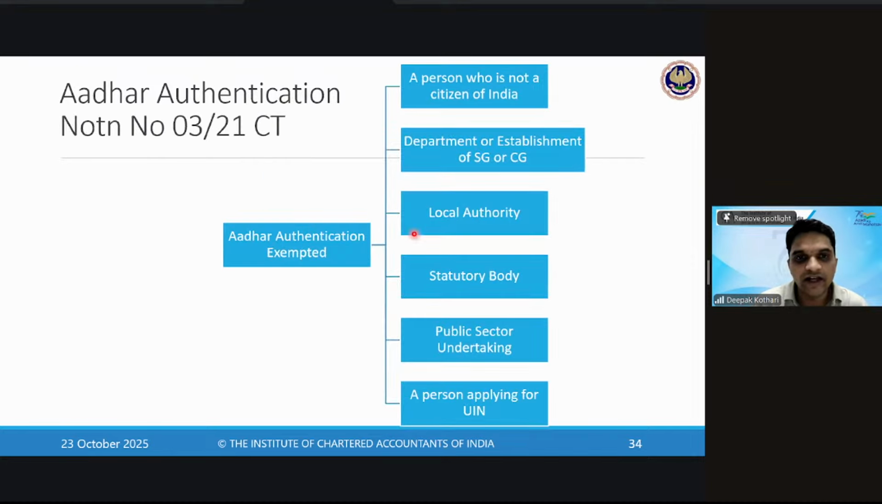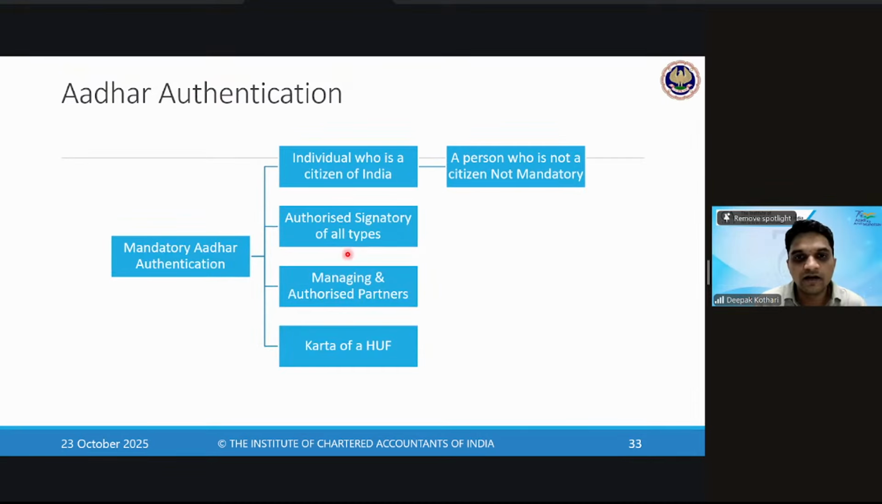Authorized signatory of all types, that is मैनेजिंग और ऑथराइज्ड पार्टनर्स और कर्ता. अगर इंडिविजुअल है तो इंडिविजुअल का ऑथेंटिकेशन करना पड़ेगा. अगर फर्म है तो फिर उसके पार्टनर का, और अगर कंपनी है तो मैनेजिंग डायरेक्टर का. So these are the people whose Aadhaar you have to get authenticated.